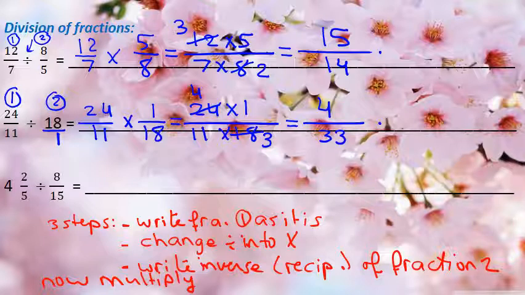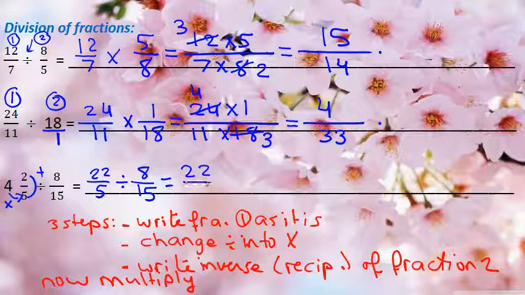Now, 4 and 2 over 5 is a mixed number. We change it into a fraction before we perform the steps. 4 times 5 is 20 plus 2 is 22 over 5 divided by 8 over 15. Now we perform the steps. We write the first fraction as it is. We change division into multiplication and we find the reciprocal of the second fraction. Now we multiply on a big line of a fraction.